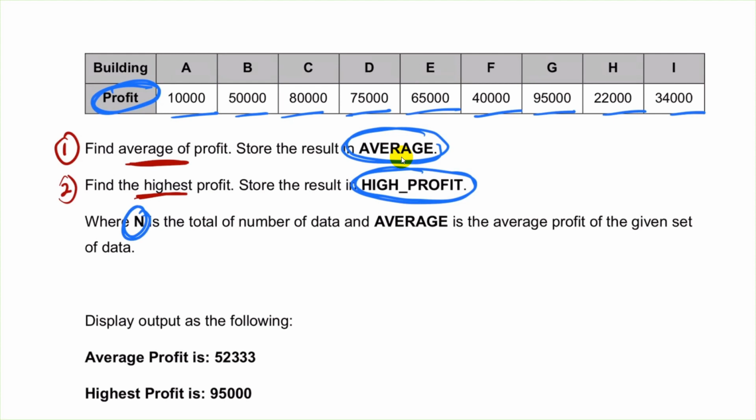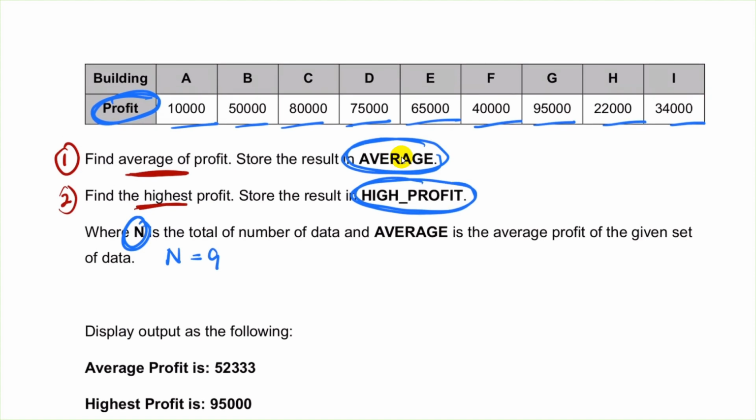But you need to remember that n would be 9 because there are 9 data. Okay, 9 data here. So let's count. 1, 2, 3, 4, 5, 6, 7, 8, 9. So we have 9 data in here.